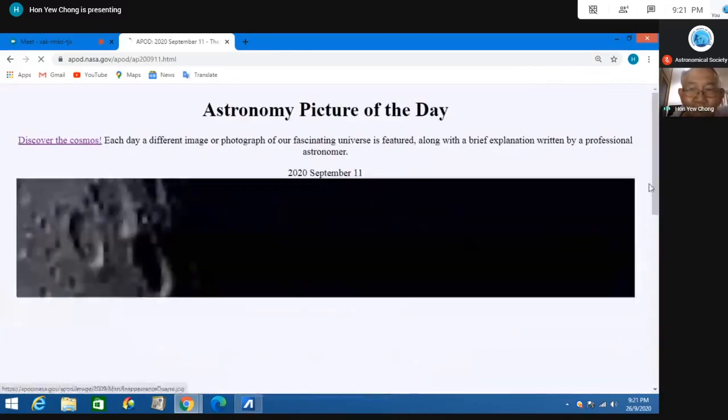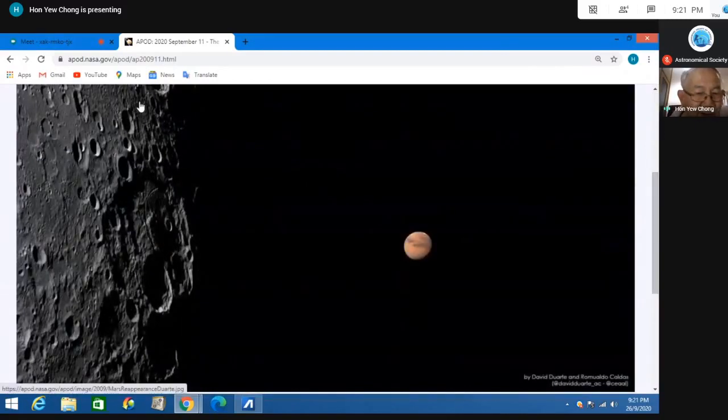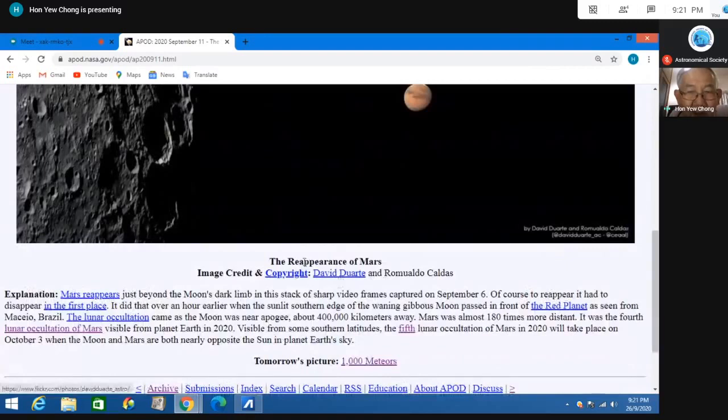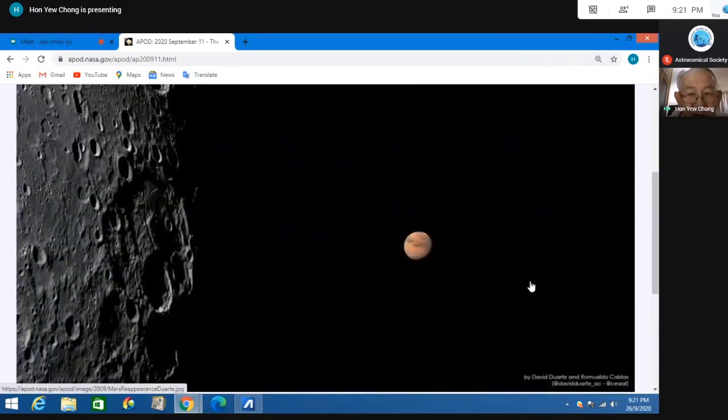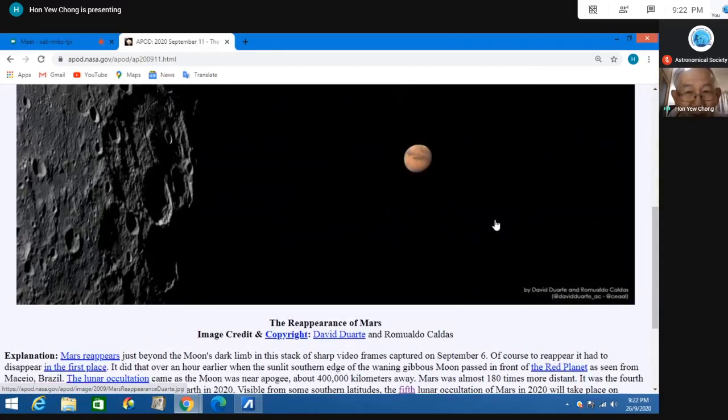Then now, September 11. Okay, so this is the dark side of the moon, and there's Mars, all right? And then you have the reappearance of Mars by our David Duarte and Romualdo Caldas from Brazil, 2 amateur astronomers from Brazil. So remember, Brazil is interesting because they were able to see the lunar occultation of Mars a few times this year, no? So this is the number 4, the 4th time.